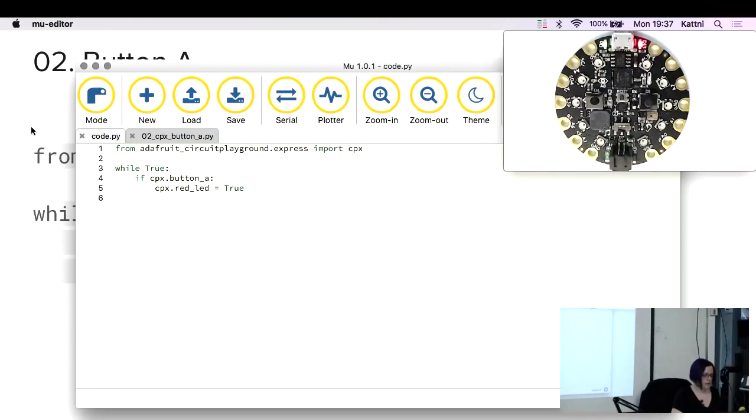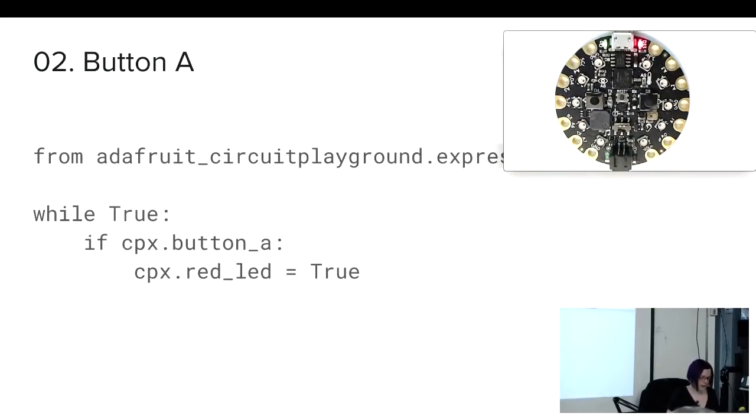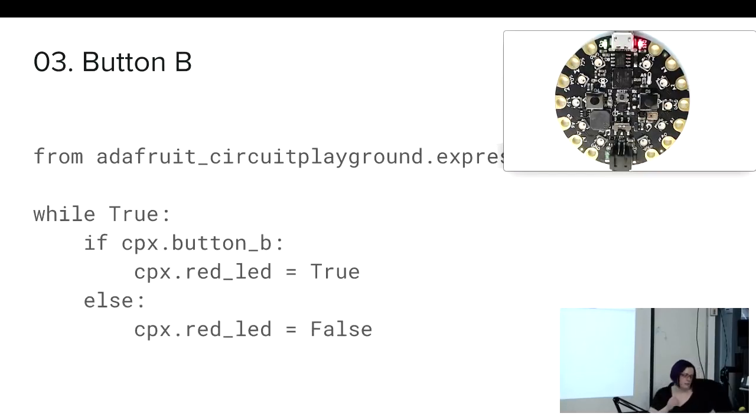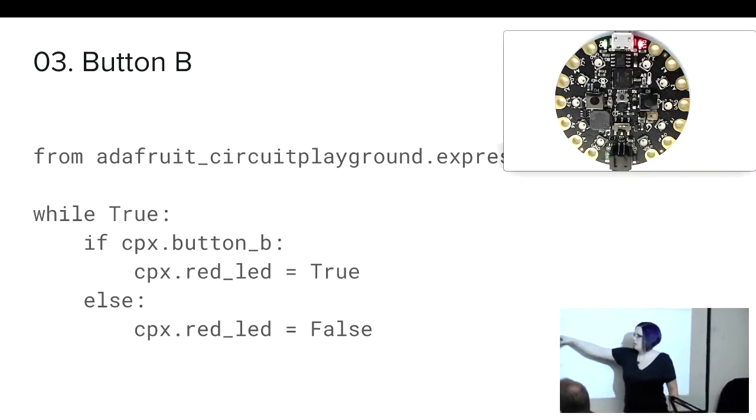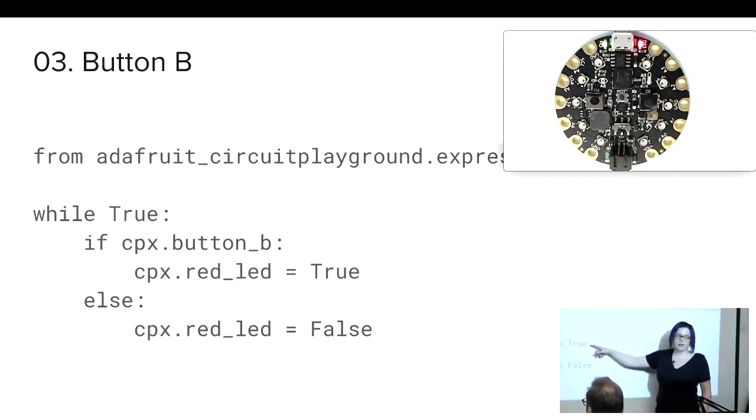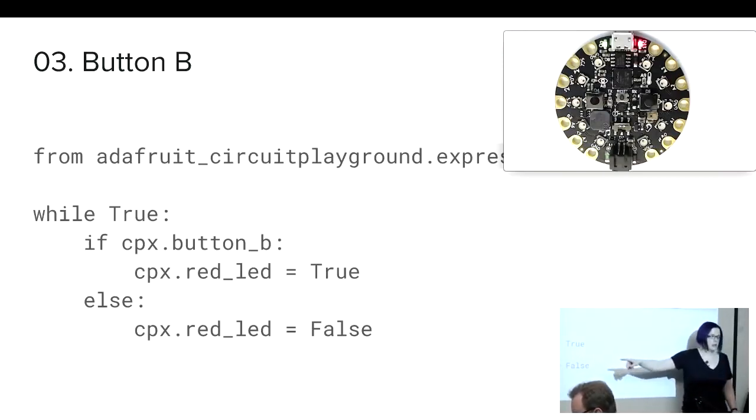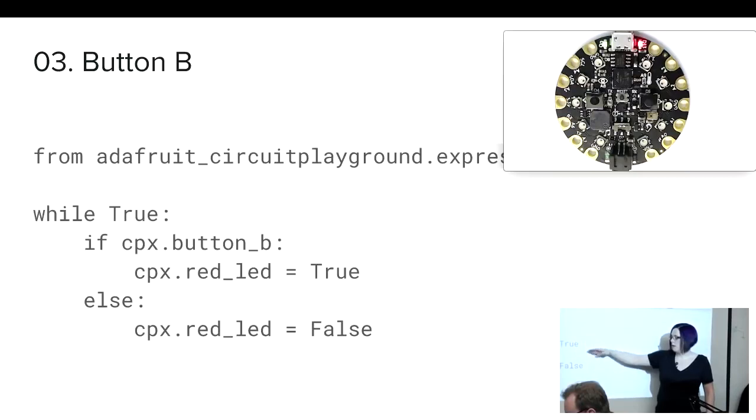So let's go on to the next one. As we get into more complicated stuff, we'll spend a little more time on it, but these ones take less time. So now what we've done is we've changed it to button B, and we say if button B, red LED is true, so it's on, and else means otherwise. So if button B, it is on, otherwise, turn it off. So that's the code basically saying if you're pressing the button, make the LED be on, but if you let it go, it turns off.